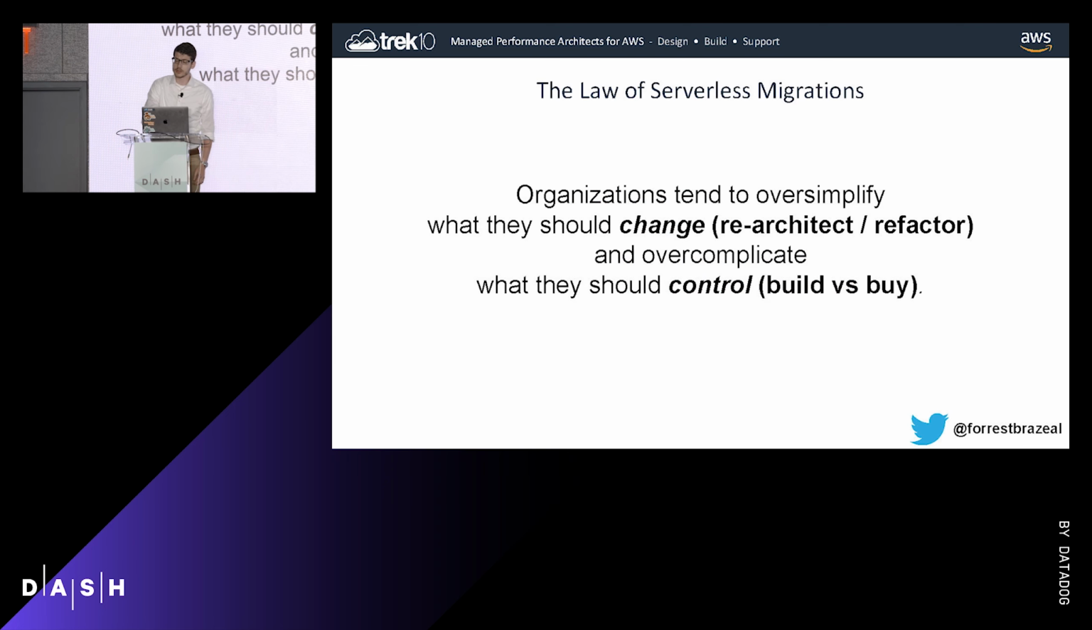I call it the law of serverless migrations. Here's how it goes. Organizations tend to oversimplify what they should change. So that means if you're looking at re-architecting, refactoring something, you think you're not going to need to do it, you're definitely going to need to do that in the serverless world.